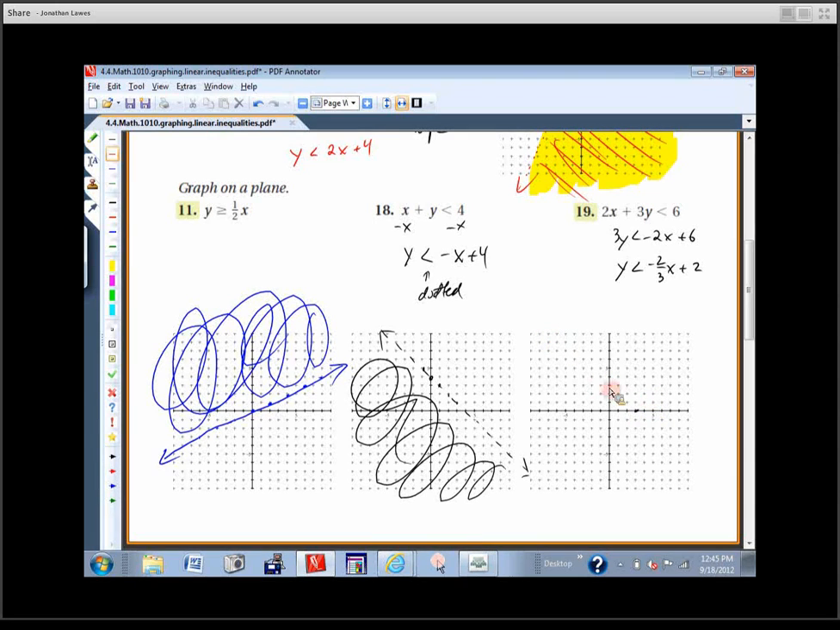Looks a lot like the last one, doesn't it? Something like that guy right there. And we're going to shade below. So there's our graph. Easy enough? Okay, flip the page over then.